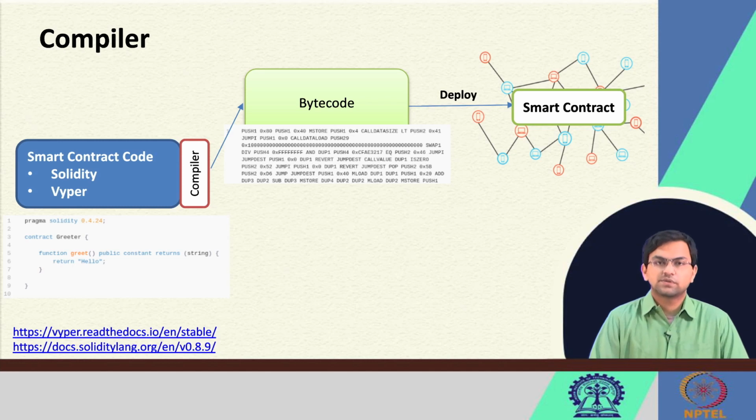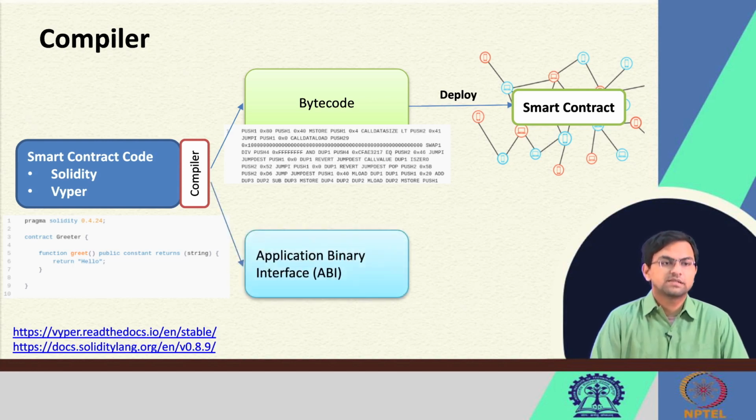But how do we actually execute it? We need a way to execute it. This contract is defined as bytecode, hence it would be very difficult to actually execute the individual functions which are defined inside it. So, for that reason what we need is an application binary interface, or ABI.